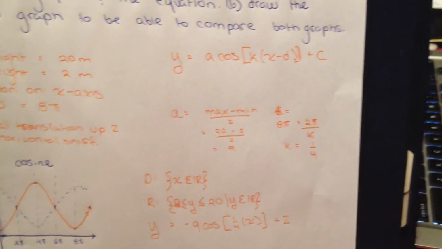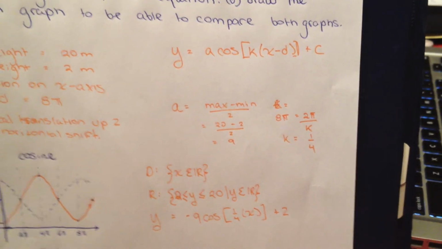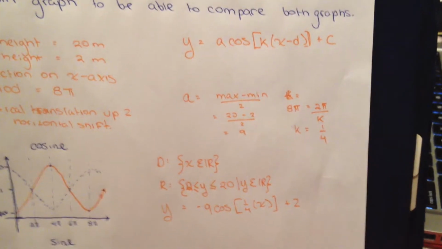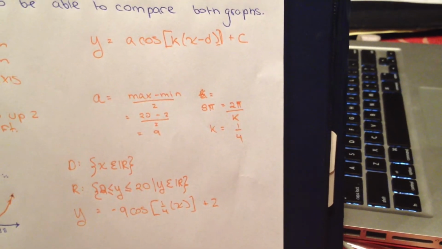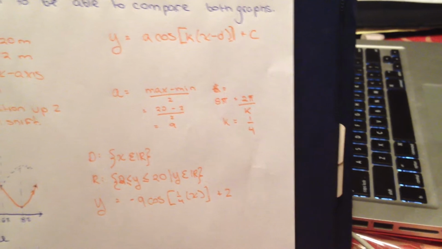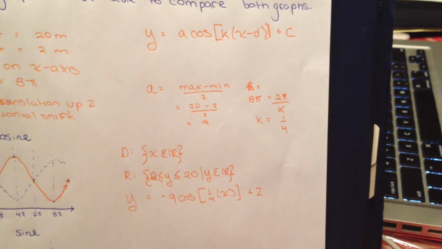So we start off by finding our amplitude. So we have a equals max minus min over 2. So 20 minus 2 over 2 equals 9. And then we want to find our k value. So we have our period, which is 8 pi, equals 2 pi over k. And then k will give us a quarter.